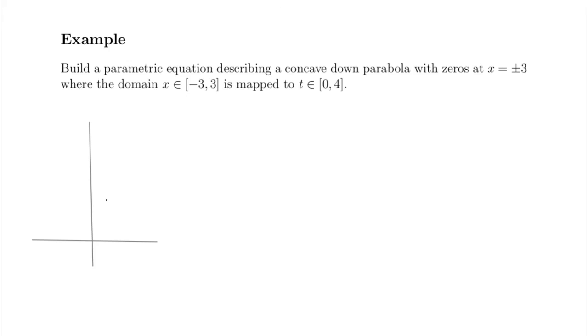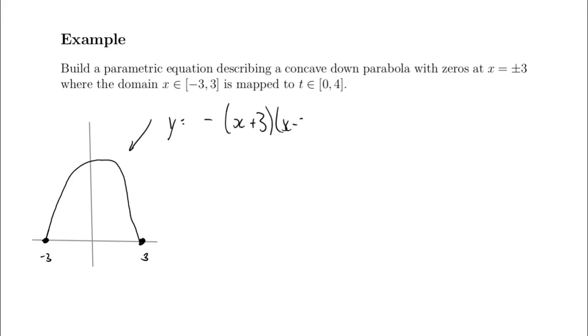We've got an x-intercept up here at 3, and another one down here at negative 3, and it's a concave down parabola, so it looks something like that. Oh, that's not very good, but oh well. What I'll notice is that I can come up with a function that defines this pretty easily. This is negative (x plus 3)(x minus 3).